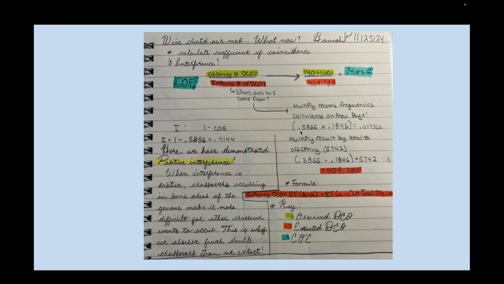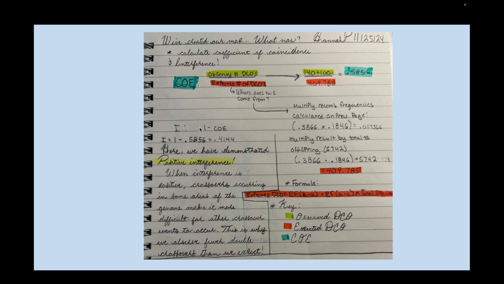And that's going to come from multiplying your recombination frequencies before you multiply them by 100. You're going to multiply them together in decimal form. So 0.3866 times 0.1846 is equal to 0.0173366. You're going to multiply that by the total number of offspring, which will get you 409.785. So we divide the observed and the expected, and we get 0.5856.